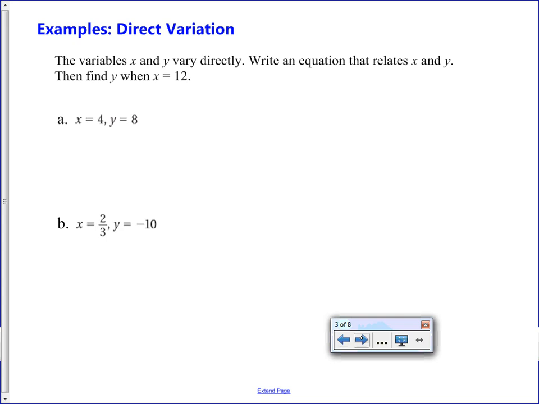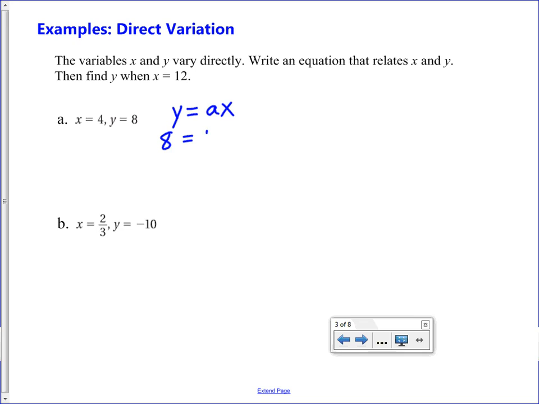So this is a two-part question. It wants us first to write an equation that relates x and y, and then it wants us to find y when x is 12 using our equation. So we're going to have to get two things here. We know that it's direct variation, so we're going to start with the equation y equals ax. And then notice in example A here, they give us an x and a y value. So y is 8 when x is 4.